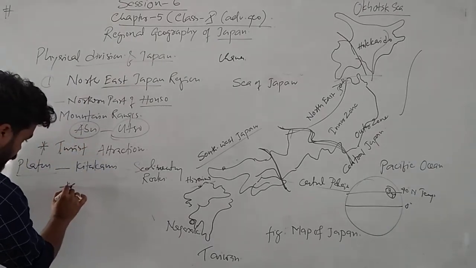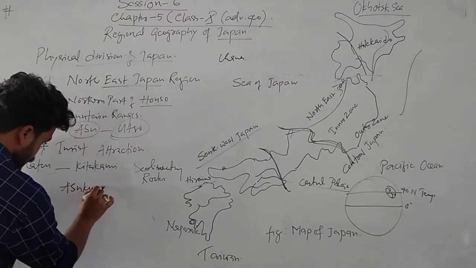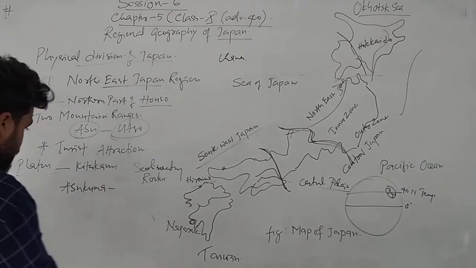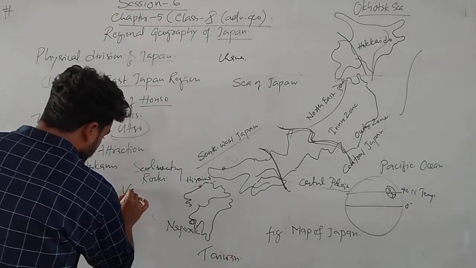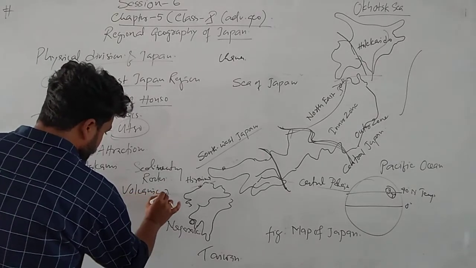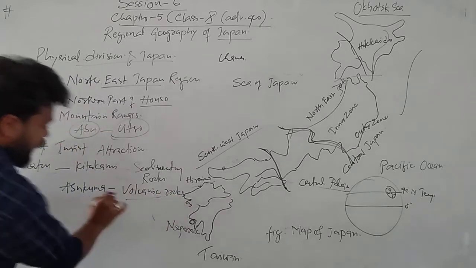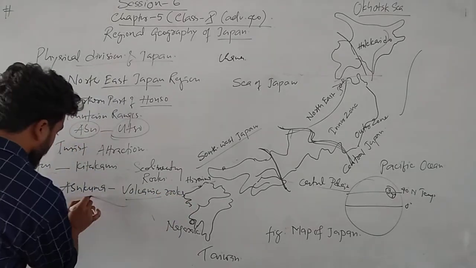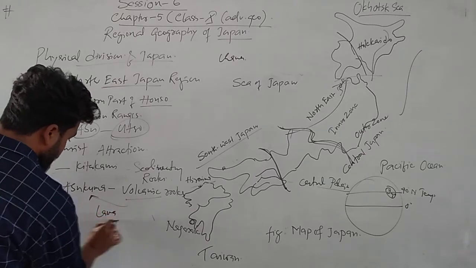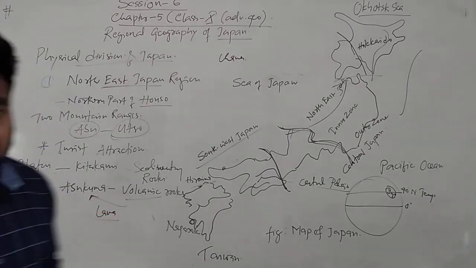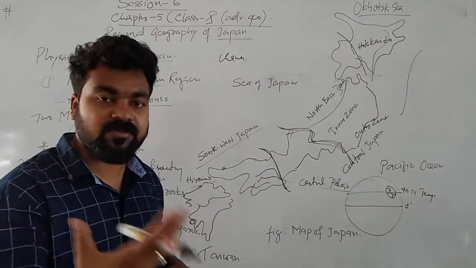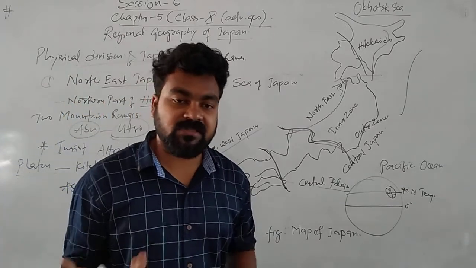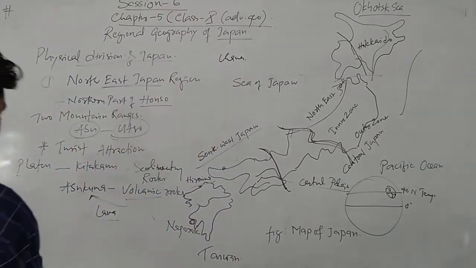Another place is there, Abukuma. But Abukuma is not formed by sedimentary rocks. This is formed by volcanic rocks. So whenever this word volcanic comes, definitely it is formed by lava. What is that lava? When all the particles or minerals come out during volcanic eruptions, these are called lava. Okay.